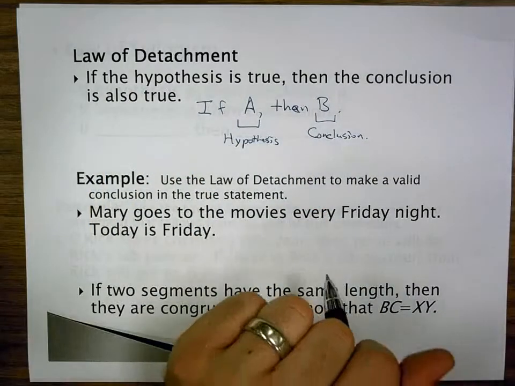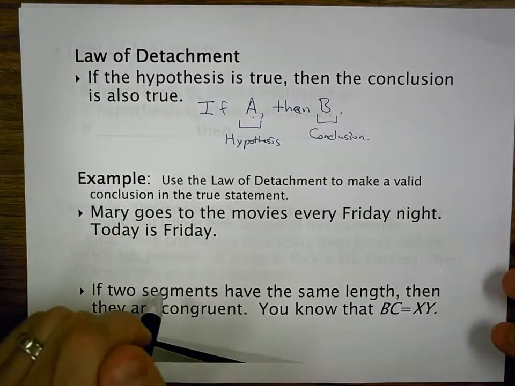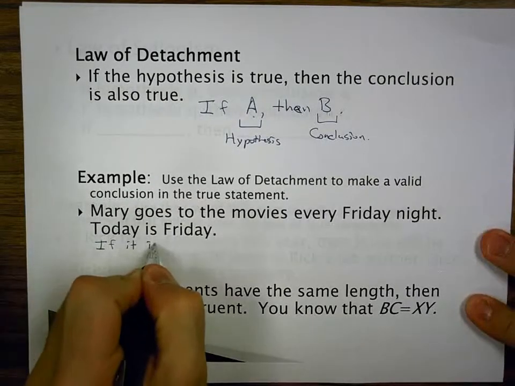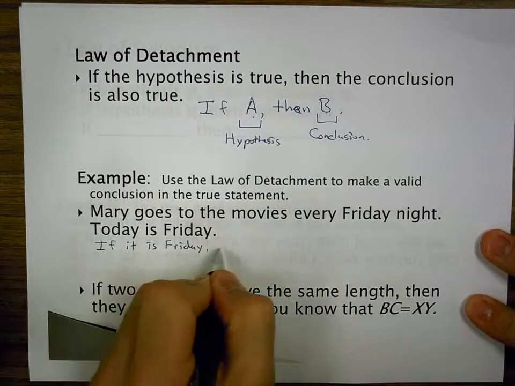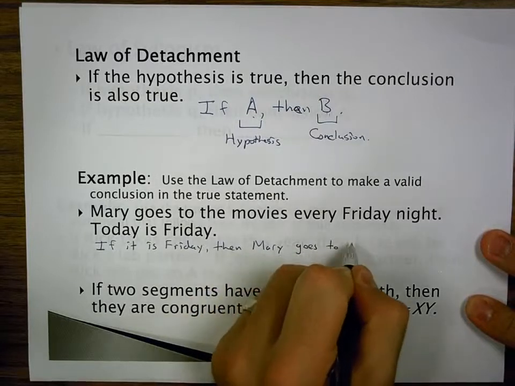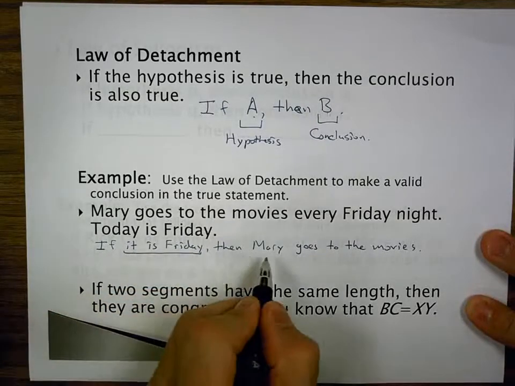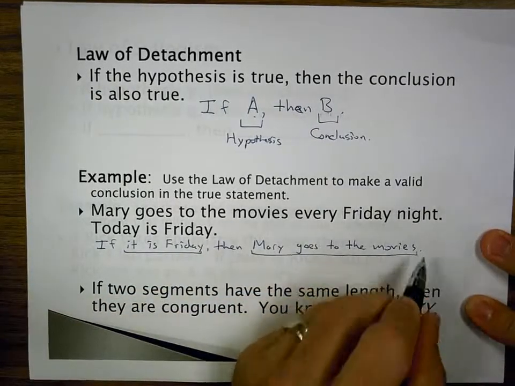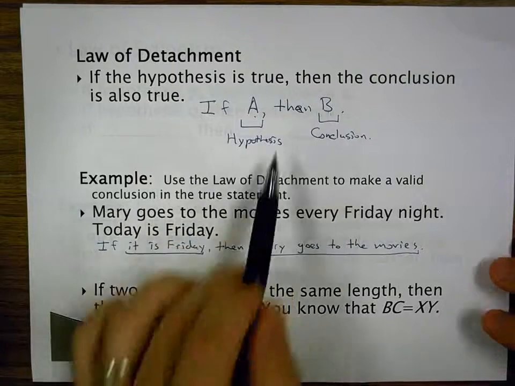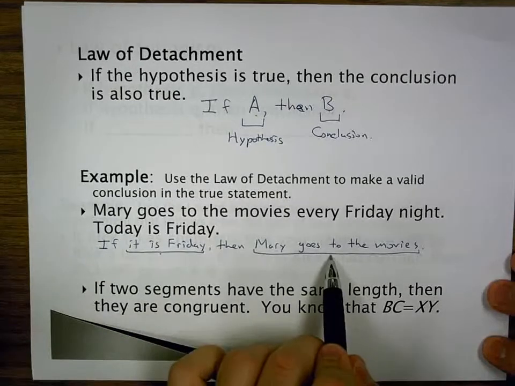We have to change them to that if-then form, but if this part is confirmed, the conclusion will be true. So first we have, Mary goes to the movies every Friday night. Let's write that as an if-then. If it is Friday, then Mary goes to the movies. If we look at that, the hypothesis is, it is Friday. Mary goes to the movies is the conclusion. Ignoring what's going on with this statement, we've changed it to the if-then. Now, by this law, if this part is true, then that part is true.